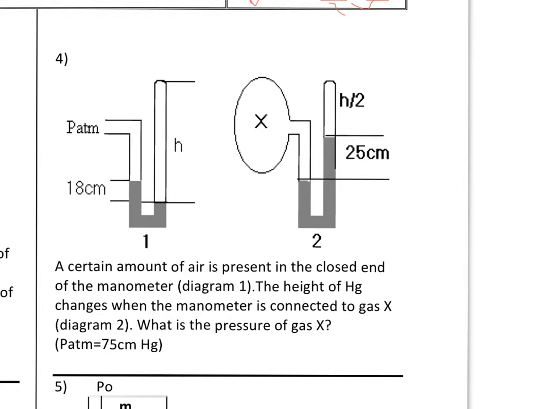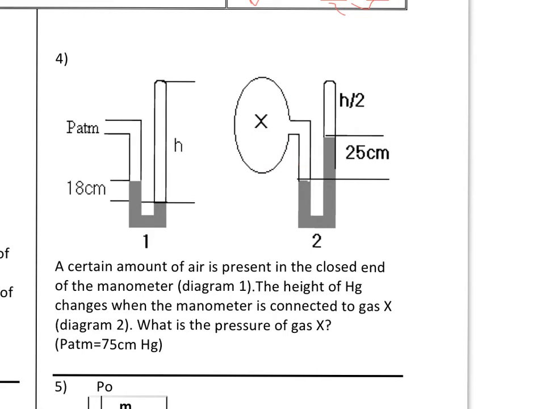Worksheet number 2, question number 4. A certain amount of air is present in the closed-end part of a manometer in diagram number 1. The height of mercury changes when the manometer is connected to gas X in diagram number 2. What is the pressure of this gas X in the second diagram?